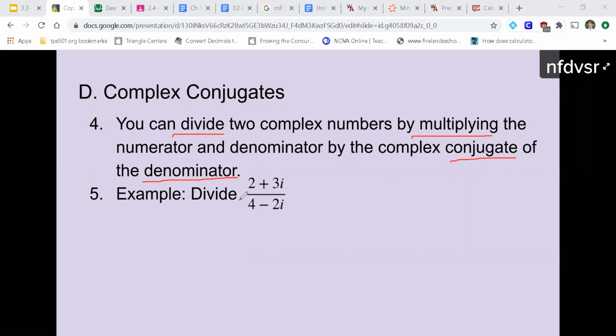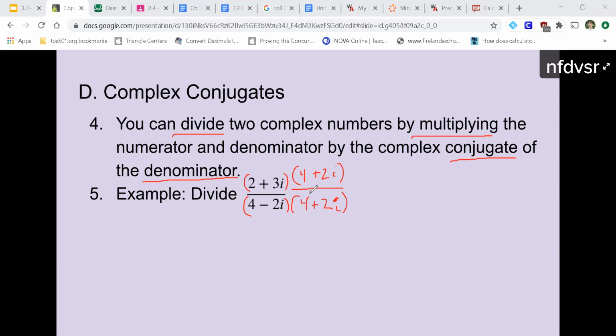So for example, if I want to divide 2 plus 3i by 4 minus 2i, I would find the conjugate of the denominator, which would be 4 plus 2i. Remember, all I do is change the middle sign from a minus to a plus. And I'm going to multiply that by the numerator and the denominator. And so if you do how to multiply complex numbers from the slide we did, 2 slides ago, 3 slides ago, that's all we're really doing here.